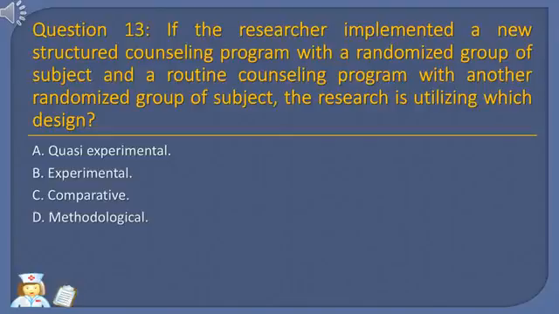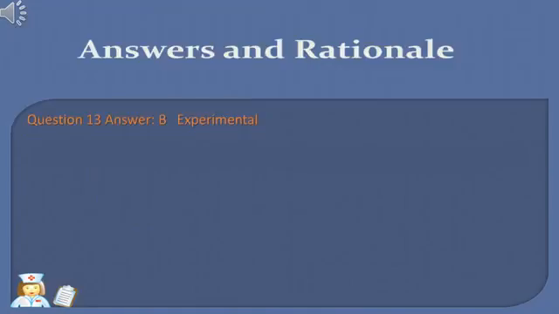Question 13. If the researcher implemented a new structured counseling program with a randomized group of subjects and a routine counseling program with another randomized group of subjects, the research is utilizing which design? A. Quasi-experimental. B. Experimental. C. Comparative. D. Methodological. Question 13 answer: B. Experimental.